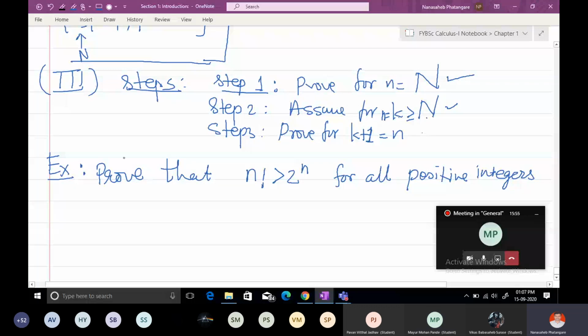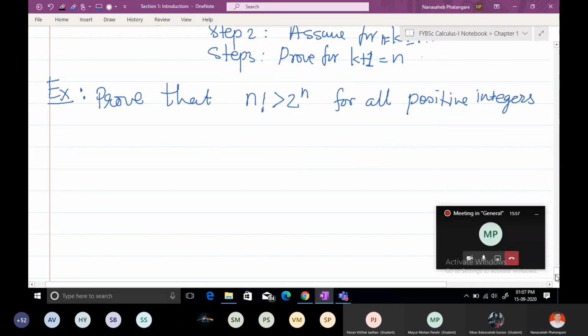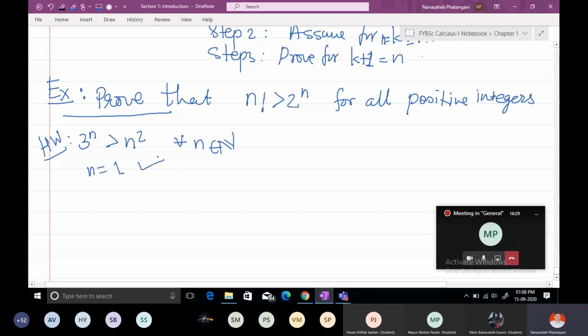Okay, so what you said: 3 raised to n is greater than n square for all n. This was yesterday's problem, the homework which I gave. Yes, sir. Right. So for n equal to 1, the answer is clear. It is true because if n is equal to 1, we have 3 on the left side and 1 on the right side. So clearly it is greater.